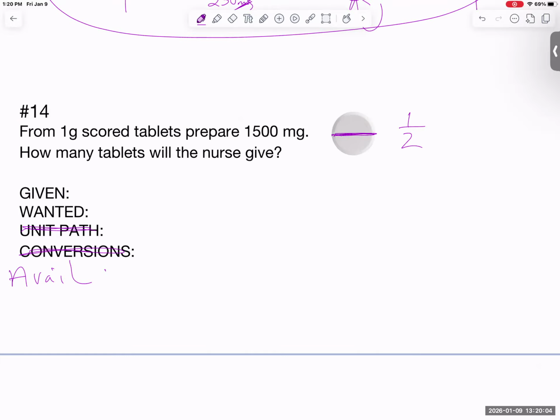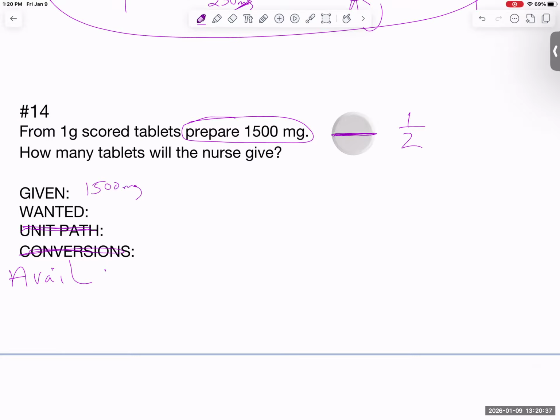This is very common. So when you look at this question, my given is what? I want you to really read this. I said the given is the doctor's order. So which one is the doctor's order? 1,500 milligrams. You've got to look for the orders that say prepare, order, administer. That means that's what's ordered. So the given is 1,500 milligrams.